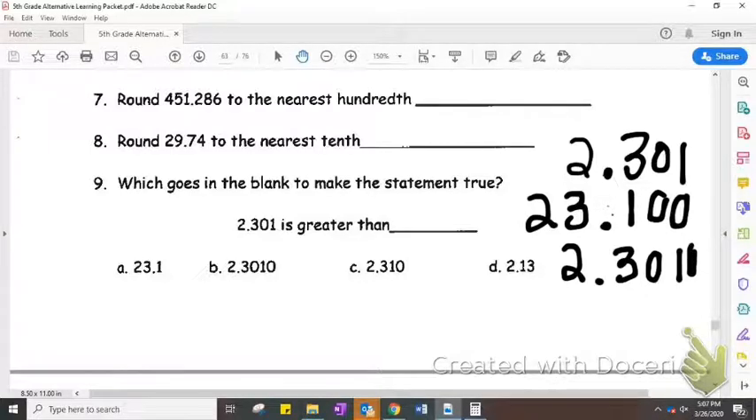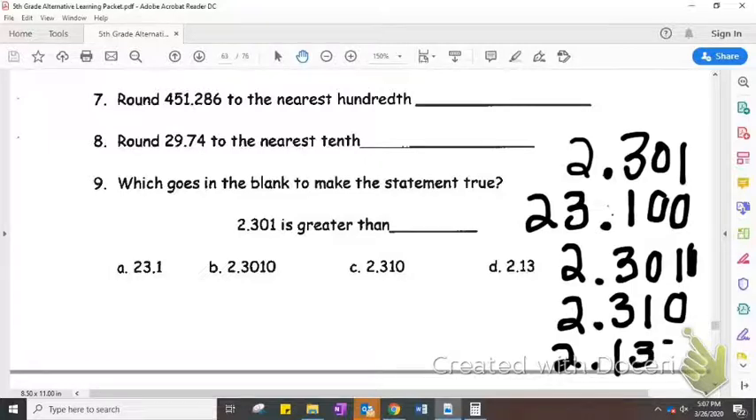C, 2 and 300 10 thousandths. D, 2 and 13 hundredths, and I'll put a 0 in the thousandths place. So now I can compare them going by place value.